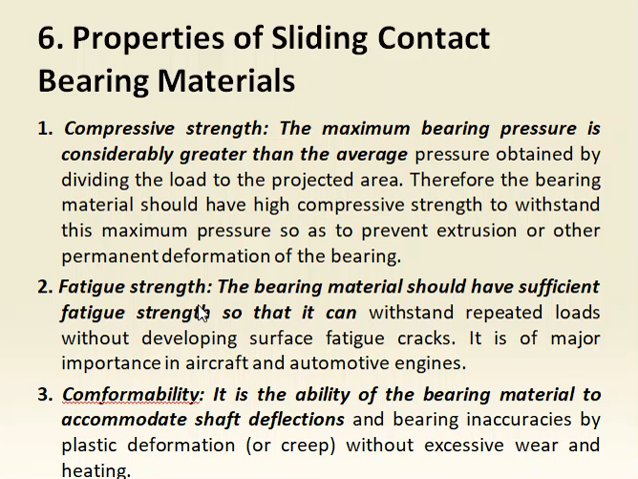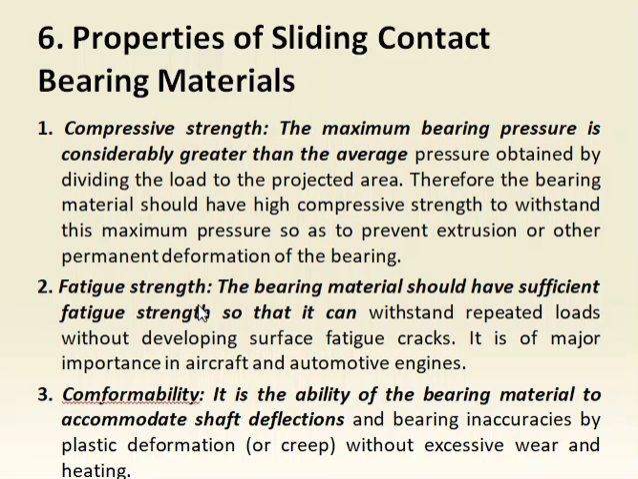These are some important properties required to use the sliding contact bearing. Number one is compressive strength. This is the most important property. That means the maximum bearing pressure is considerably greater than the average pressure obtained by the load acted on the projected area. We have a lesser area inside, but the load acted on it is more compared to the average pressure.